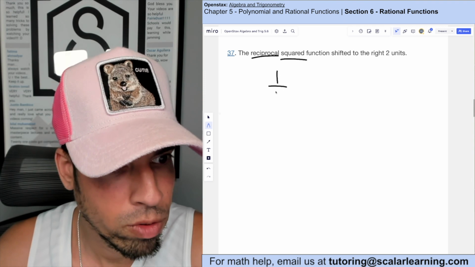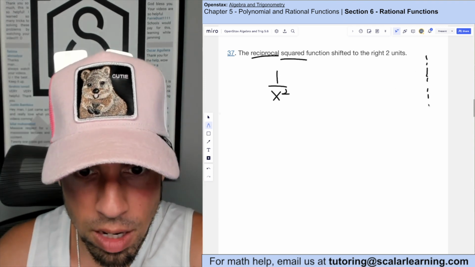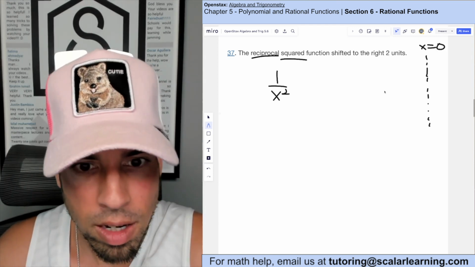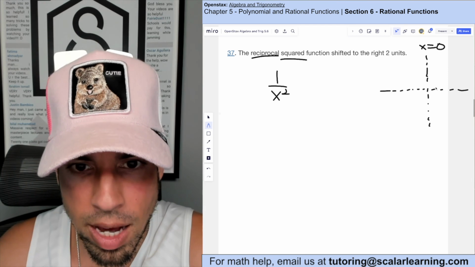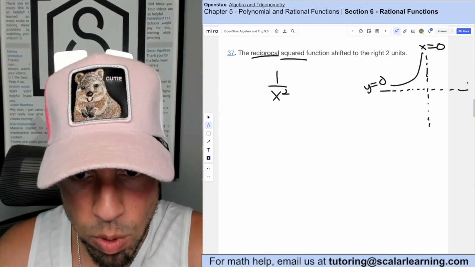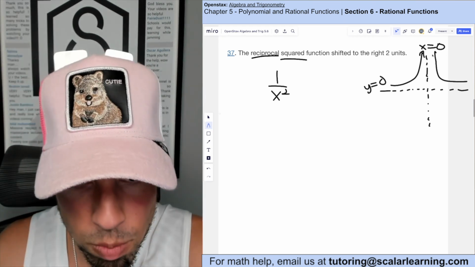Now we're talking about the reciprocal squared function. That's 1 over x squared. And typically what that looks like is we've got a nice vertical asymptote at x equals 0 and a nice horizontal asymptote at y equals 0. And then it goes up both ways, right? When both sides approach that vertical asymptote, it's going up, towards positive infinity.